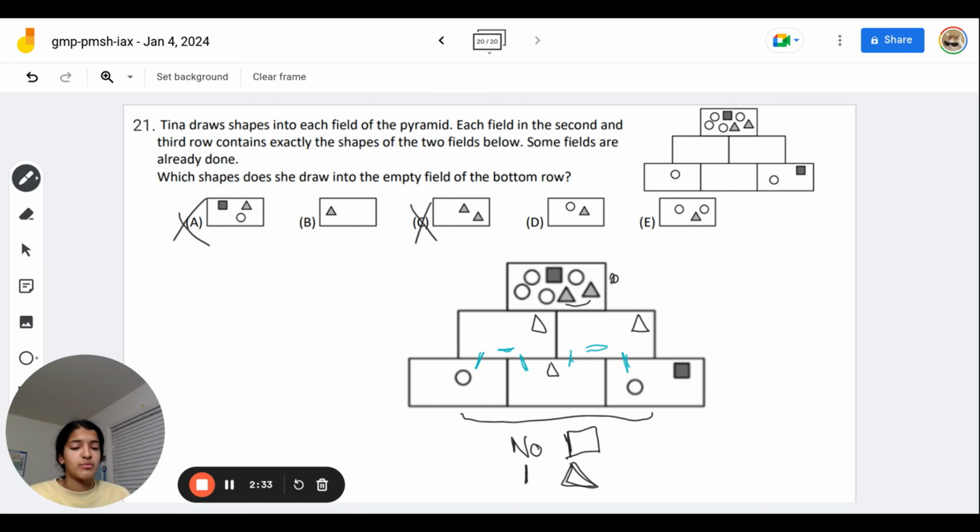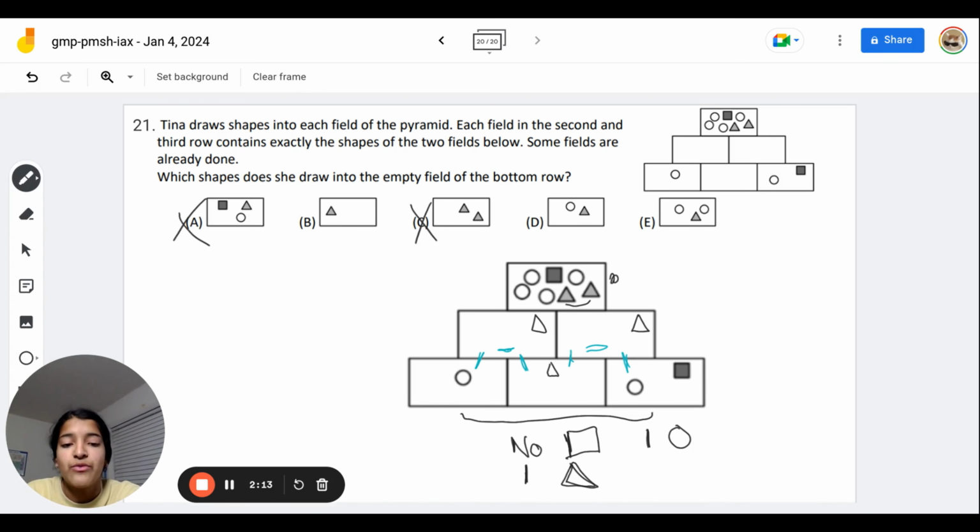And then we move on to the number of circles. So for this one, it needs to be 1 circle in the middle square. So how I know that is that there's 4 circles on the top. So we have 1 circle here, and we have 1 circle on the other side.